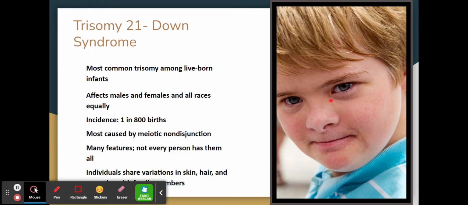It does affect males and females in all races equally. Incidence at this moment in time, about 1 in 800 births, according to your textbook. That statistic varies among sources, and over time it varies too as testing options become more available. And people sometimes choose to terminate pregnancies affected by Down syndrome.